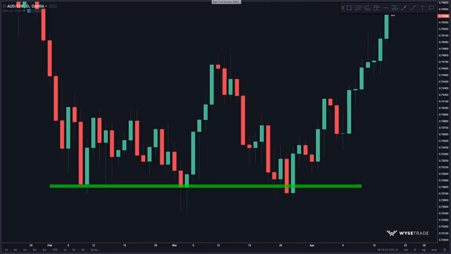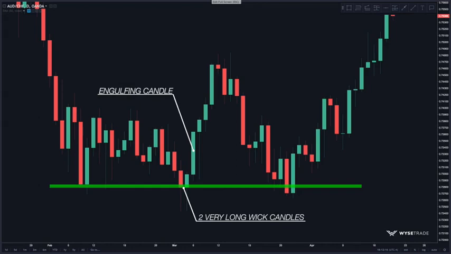So this here is a beautiful setup. Back-to-back long wick candles followed by an engulfing candle. Now, over to the right here, you can see that sometimes all you have is an engulfing candle, which also works very well. And as you can see, price took off afterwards.